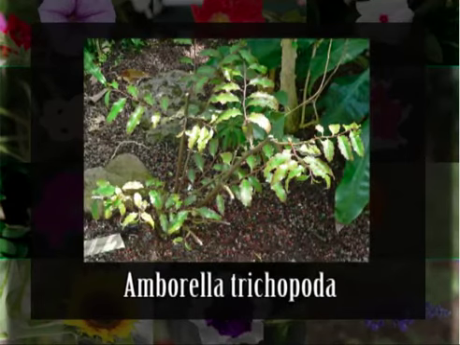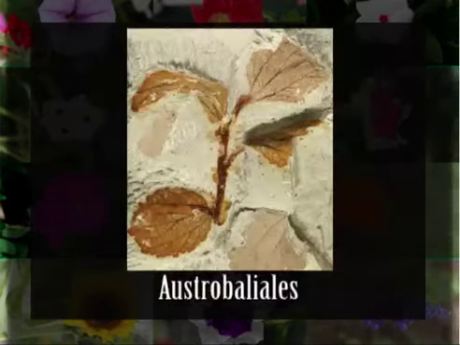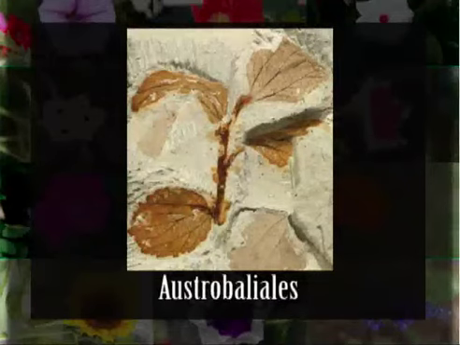Amborella, the sister to all other living angiosperms, is woody, as are members of Austrobaileyales, another early branching lineage of living angiosperms. However, an aquatic origin of angiosperms is supported by the fact that several of the earliest known fossil angiosperms were aquatic.